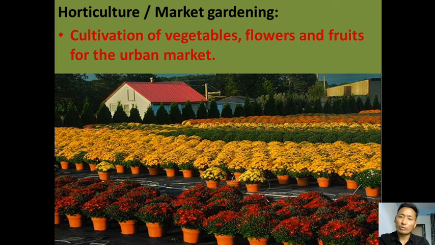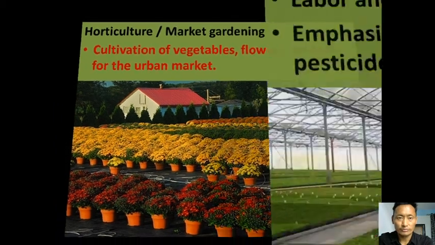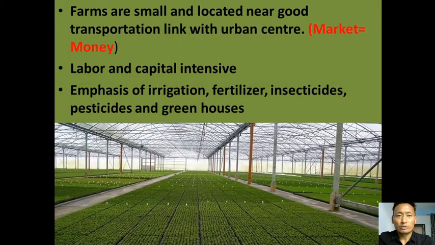For whom? Urban people, those people who are living in urban areas. They are supplying for urban people. So here the size of the farming land is very small, not that big, and they are mostly practicing horticulture or market gardening near the urban region, because their main market is the people living in the urban area. Because of that they are located near the urban people.